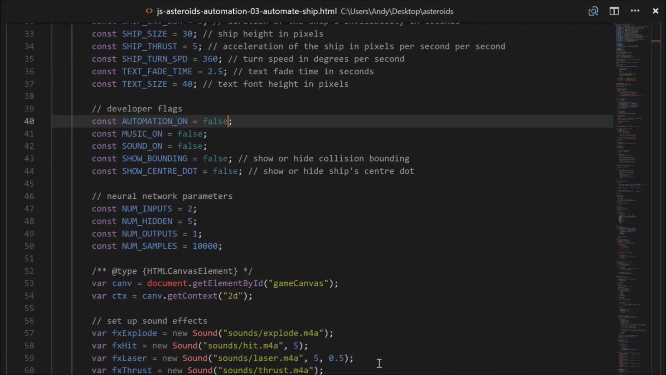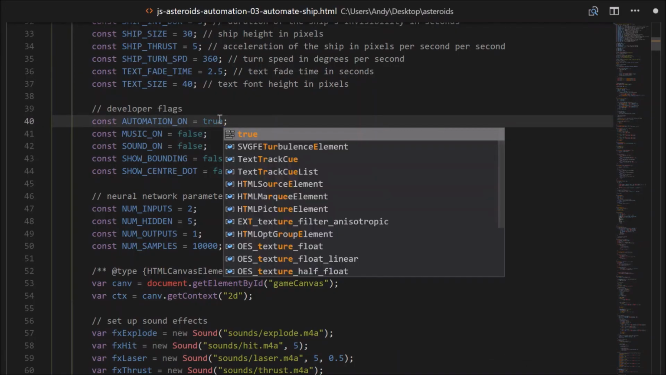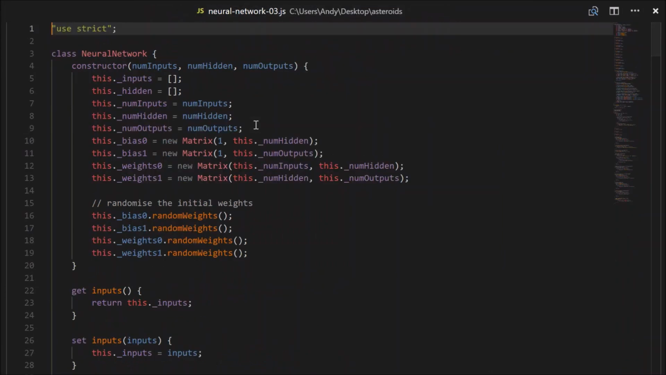Okay, so head into our code. I'll just turn automation back on. Okay, and head to our neural network file. The first thing I'd like to do today is to set up some error logging in our neural network class. The reason for this is that I'd like to be able to keep track of how well our training function is doing as we're training it.